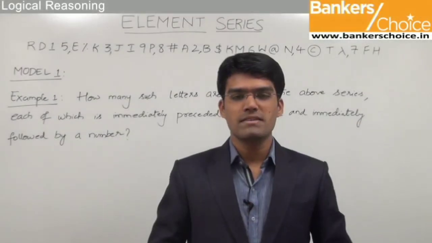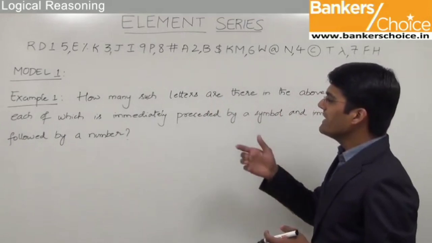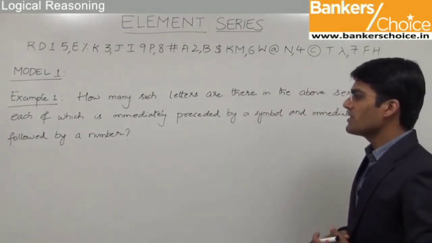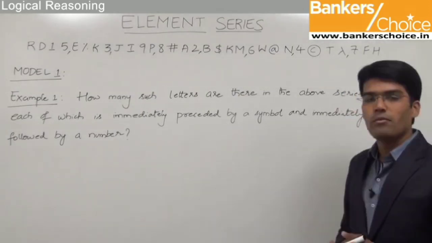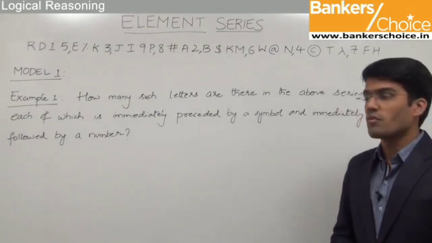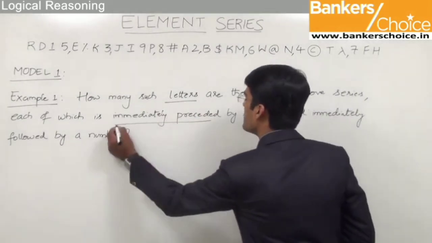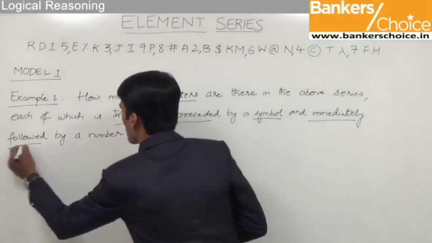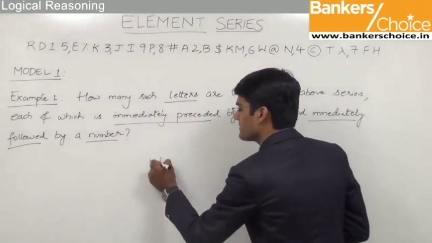Let us now take the first model from element series. The question here is, how many such letters are there in the above series, each of which is immediately preceded by a symbol and immediately followed by a number? So we need to find out those letters which are immediately preceded by a symbol and immediately followed by a number. So we are in need of letters.